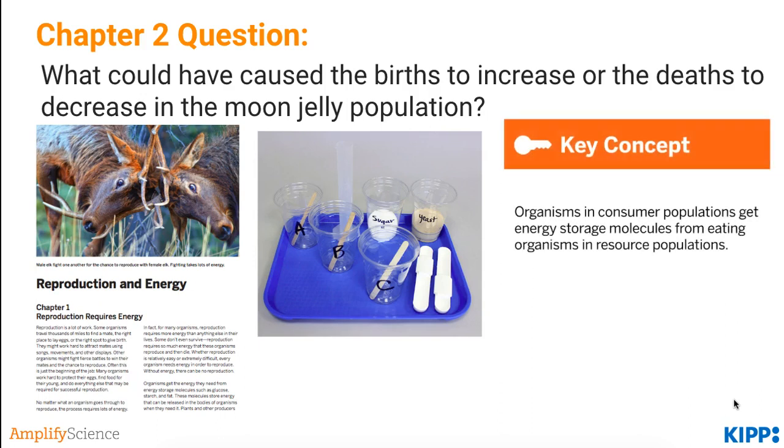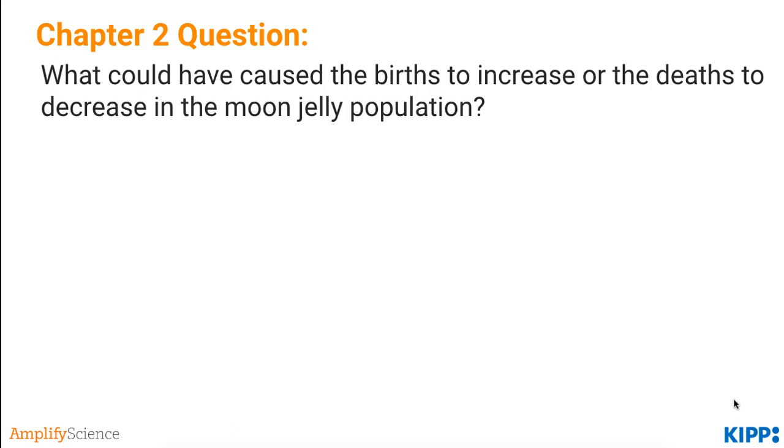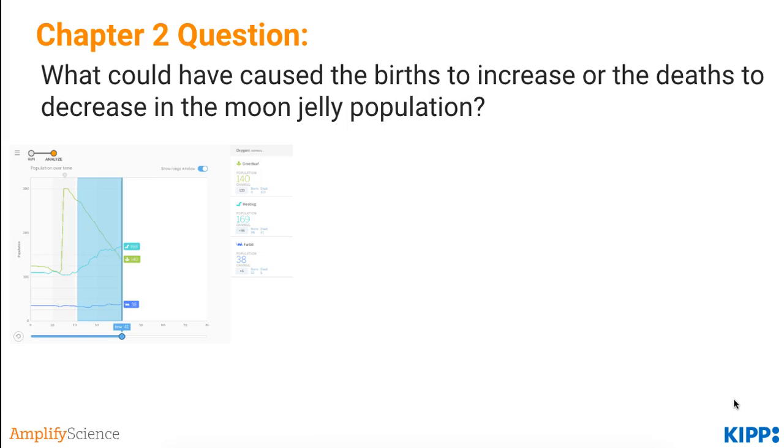The first being that organisms in a consumer population get energy storage molecules from eating organisms in the resource population, and that the more energy storage molecules available to the population, the more the organisms in that population can reproduce. Students then go back to the sim to explore this further. This is a great opportunity to really focus on how to pull evidence from a graph.